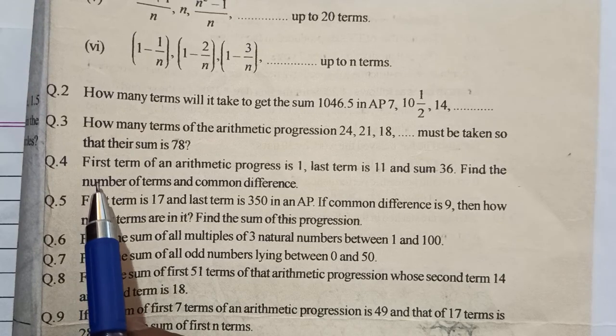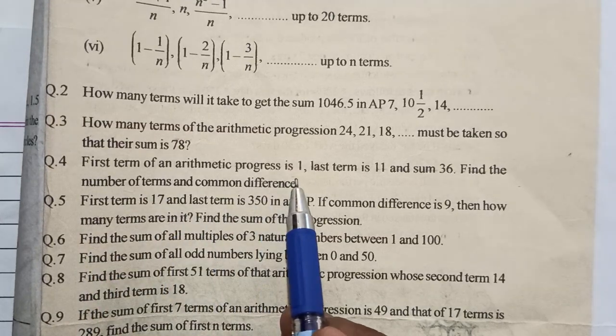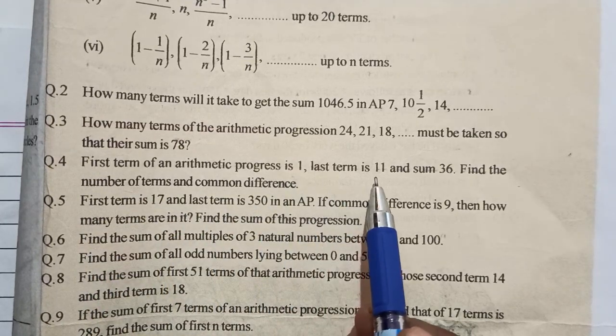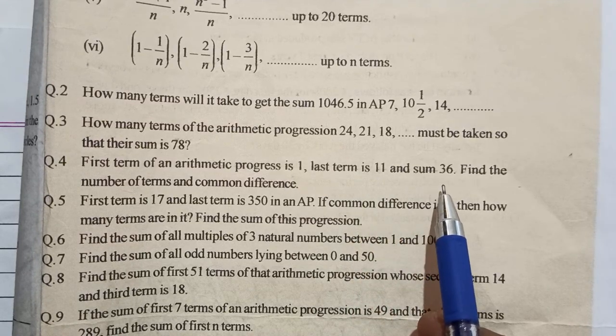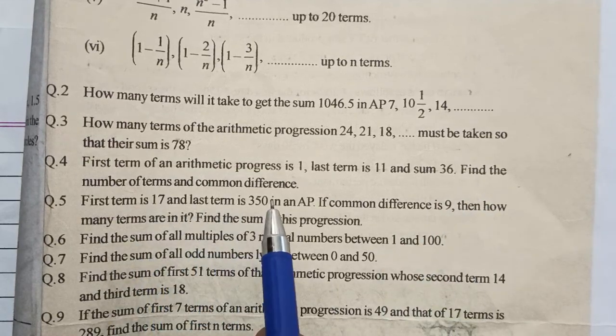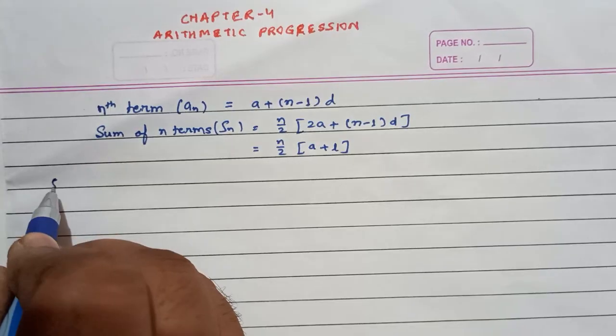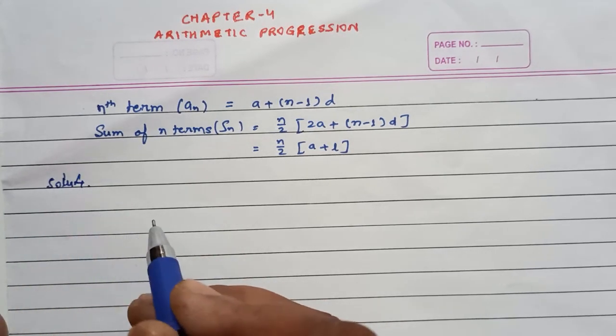Now, question 4. The first term of an arithmetic progression is 1, the last term is 11 and the sum is 36. Find the number of terms and the common difference. Solution number 4.